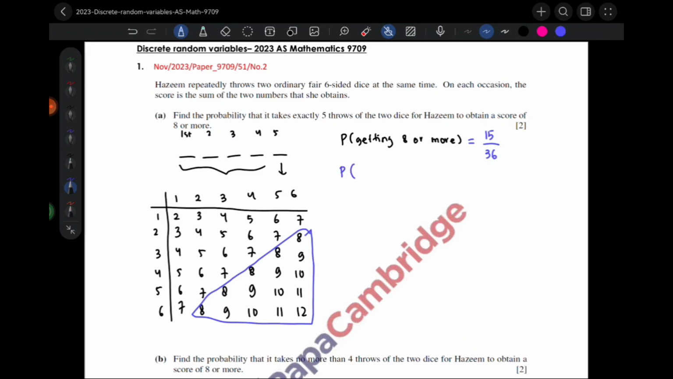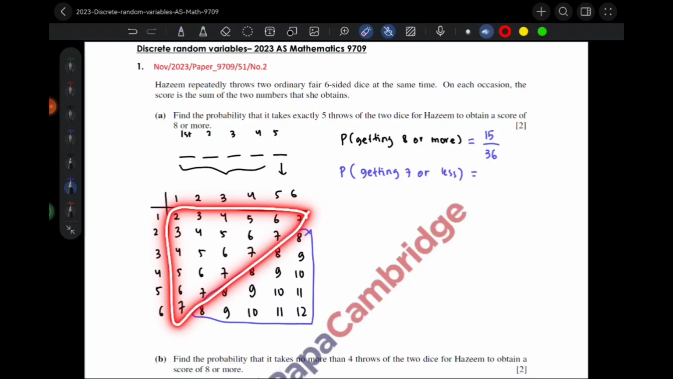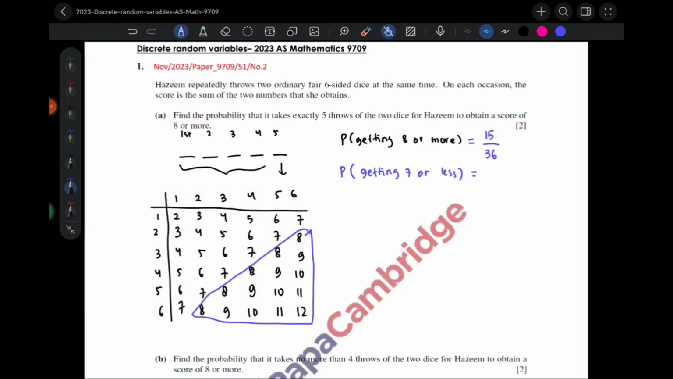That means the probability of getting 7 or less, so we count all of this, is 36 minus 15. We have 21 numbers out of 36. In the first 4 throws, the probability is 21 out of 36, so each throw has probability 21 over 36. And for the 5th throw, he gets 8 or more, so we have 15 out of 36.